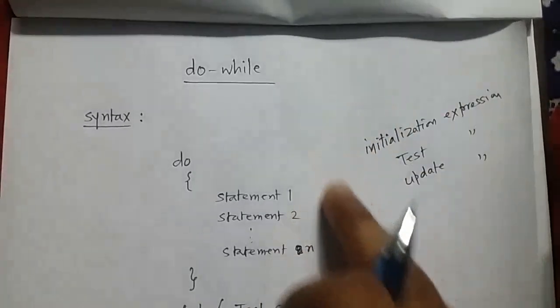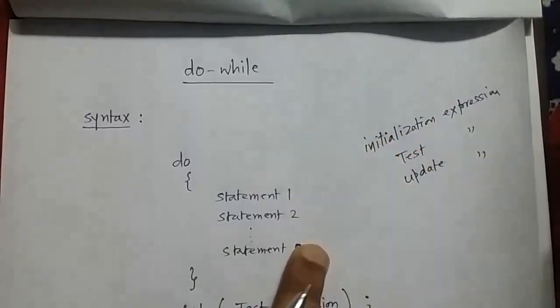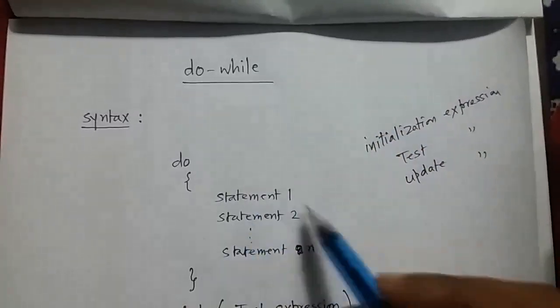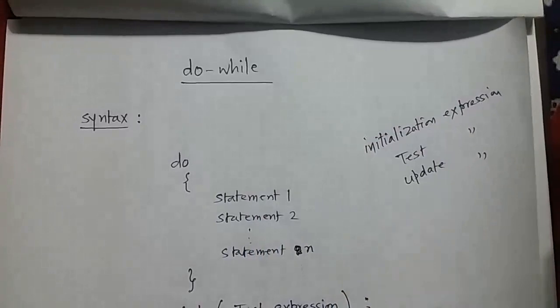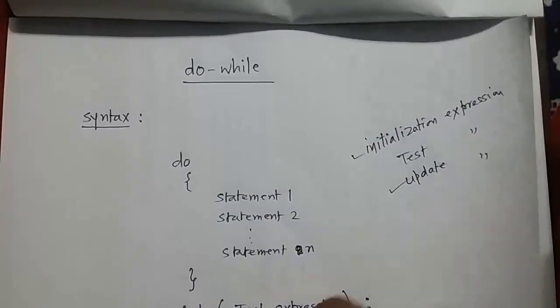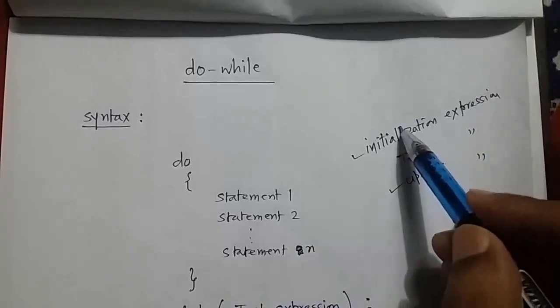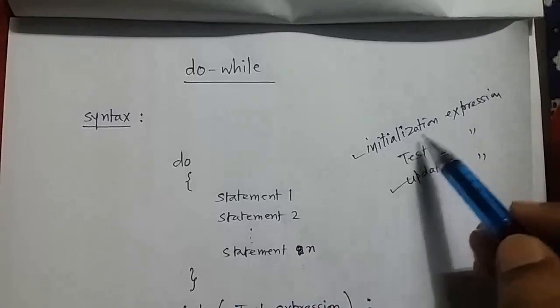So in case of for loop these three things were written along with the body of the loop, but here you can see that the body of the loop is here, test expression is here, but two things are missing. One is initialization expression and another one is update expression. So initialization, I will clear the confusion about this one at first.